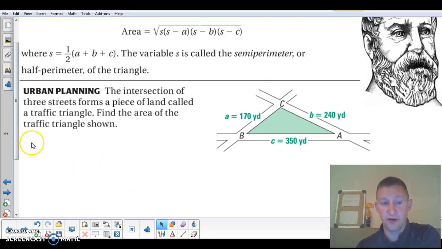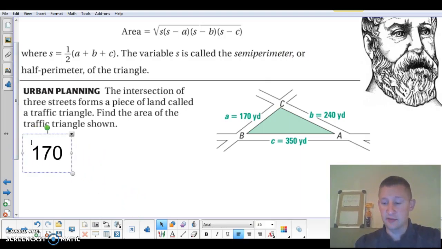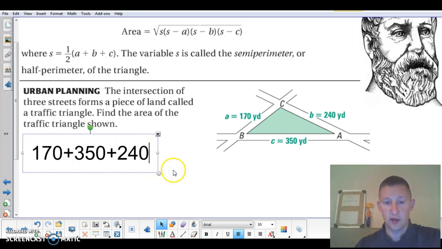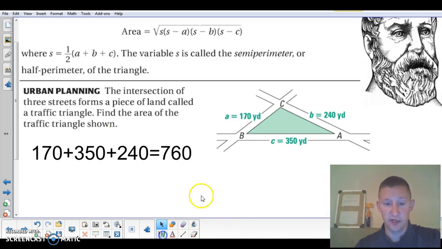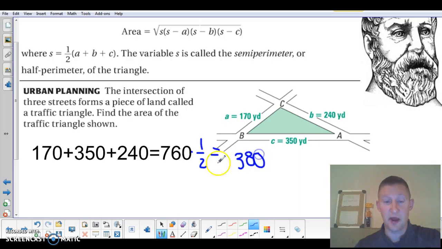To find that semi-perimeter, we're going to add up the three sides, which means 170 plus 350 plus 240, and we are going to cut that in half. First adding those three things up, I think it's going to be about 760, and then I need to cut that in half. Take 1/2 times that, and we get 380. So there's my semi-perimeter. Half the perimeter is 380.